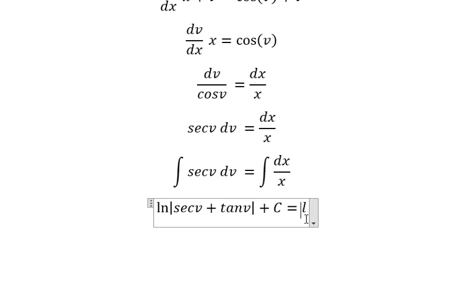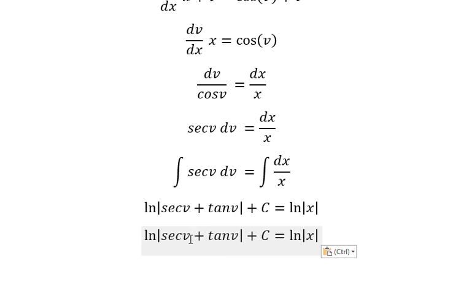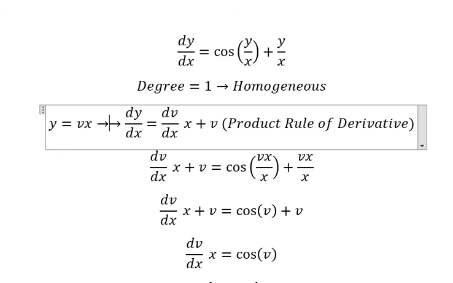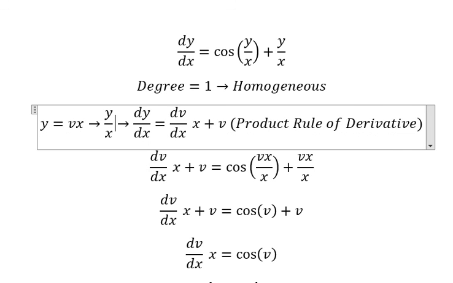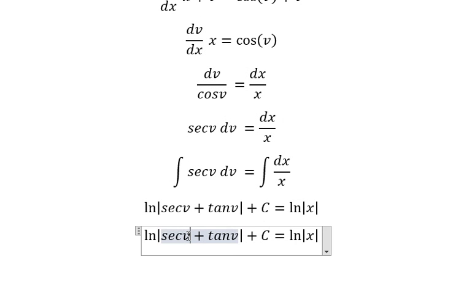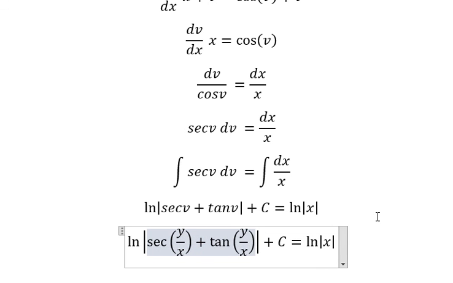This one you get ln of the absolute value of s. About v, that is this one. So we need to divide both sides by s. And then we need to change v into y over x. And this is the final answer.